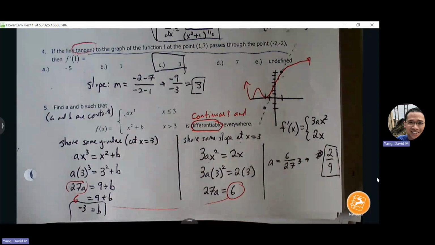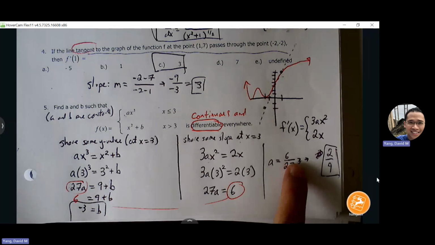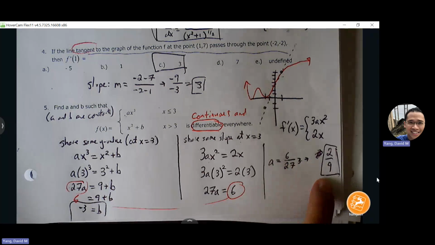Okay, so you see a problem like this on the test. Any questions here? So how do you get the 2/9? Oh, do you just simplify it? Oh, the 6/27? Yeah, I just reduced it. I divided 6 by 3 and 27 by 3, and I got 2/9.